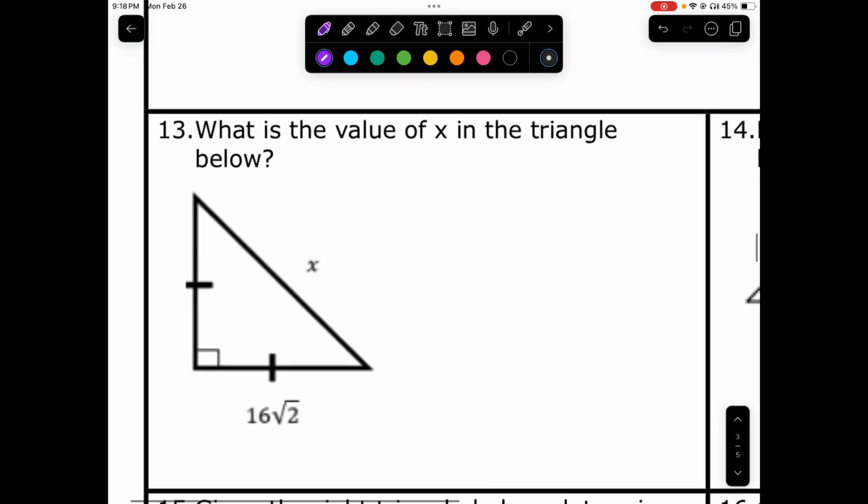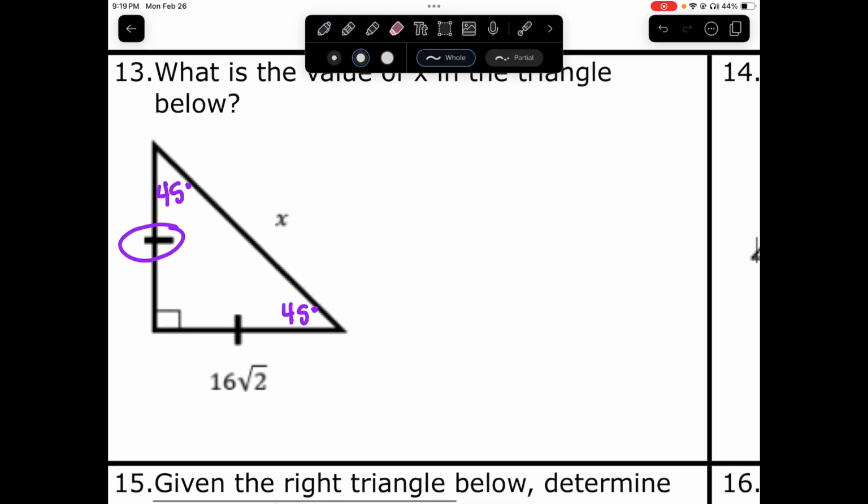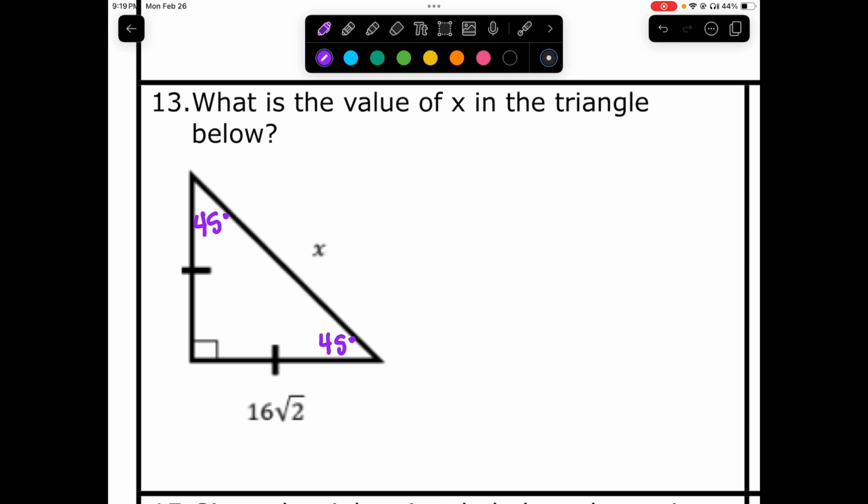All right, number 13, what's the value of x? So since this is clearly a, okay, maybe not clearly, but this is a 45, 45, 90, we could tell because it's isosceles. If it's isosceles and right, that means it's automatically, no matter what, 45, 45, 90, no matter what. If you listened the first time, then you would have known that. All right, so this is a leg. This is a leg. There is no short leg, long leg, sweetie. It's just leg and leg because they equal. And then, of course, this is the hypotenuse.